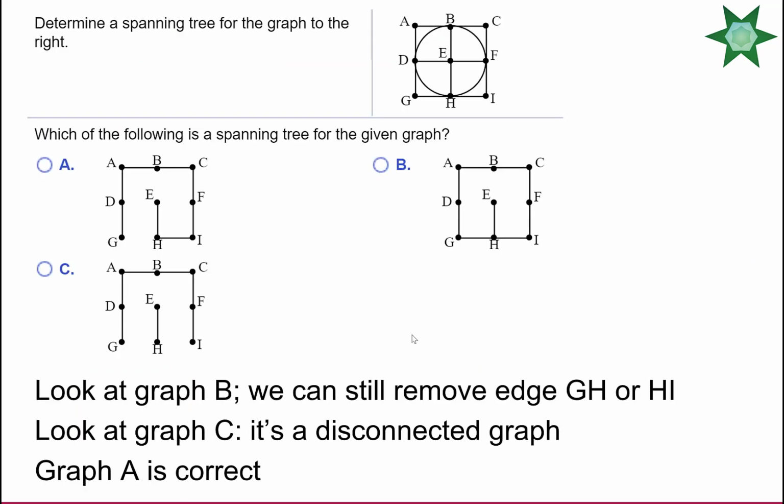So let's take a look at, so determine a spanning tree for the graph to the right. So what you want to do here is take edges out while still maintaining a path between every pair of vertices. And if you notice here in C, there's 2 vertices with an edge here that are not connected to the rest of the graph, so we can eliminate that one. And B still has some edges that could be removed. So the correct answer of the one shown there, this is not the only spanning tree, but of the 3 given, this is the only one that would be a spanning tree for that given graph.